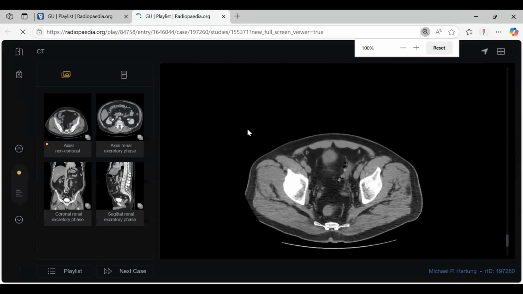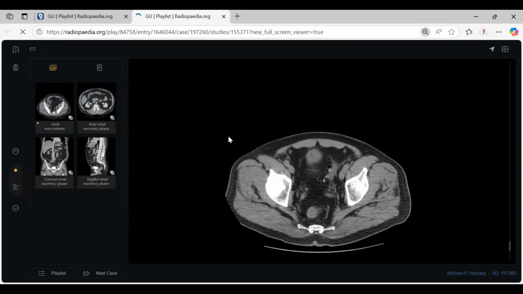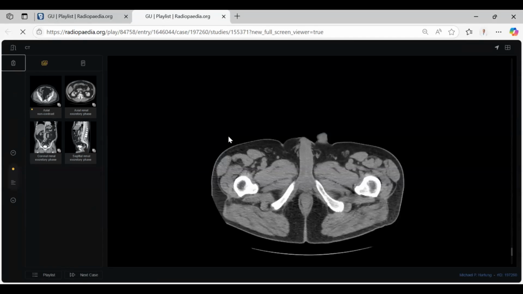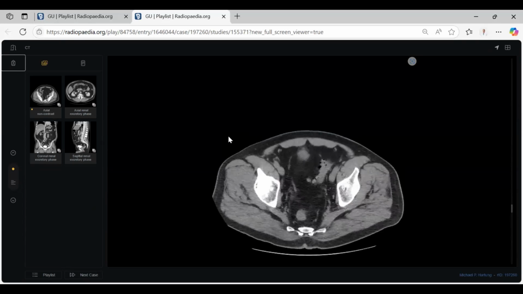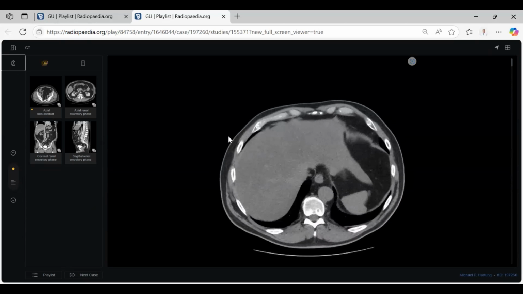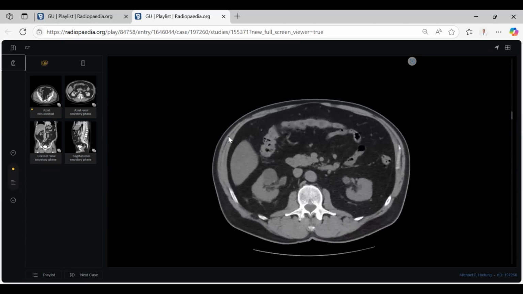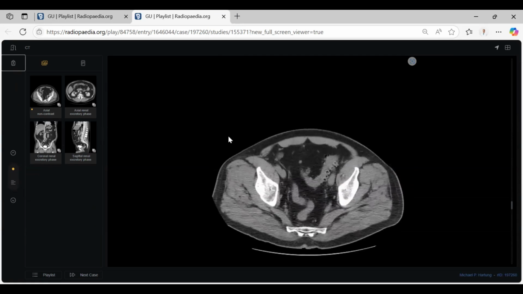I am provided with CT pelvis and CT abdomen. A 60-year-old male patient presented with hematuria. These are axial cuts, non-contrast images. I would like to go through the stack of images. The bilateral kidneys appear small in size with perinephric stranding.